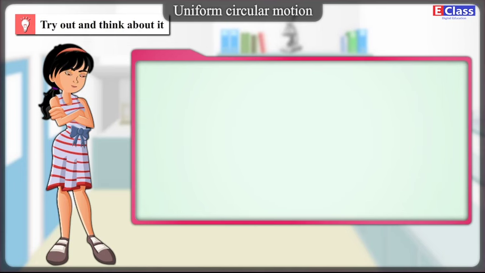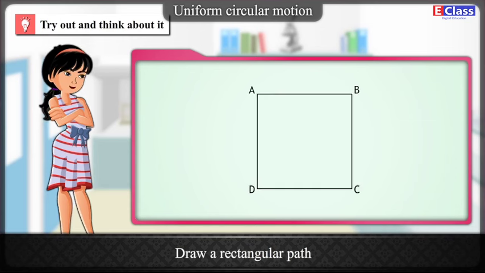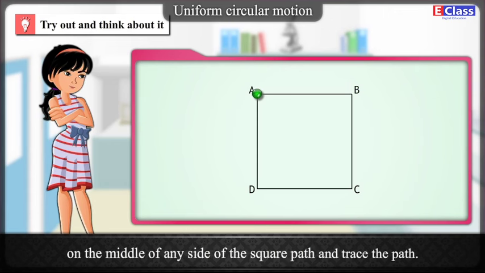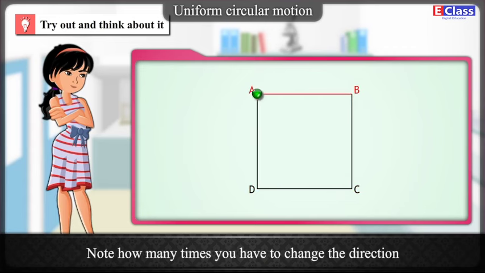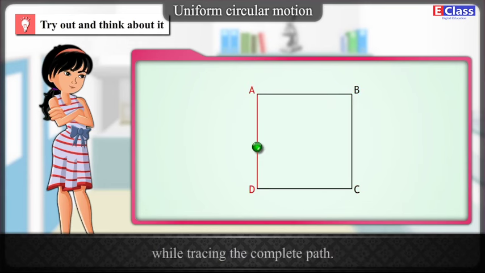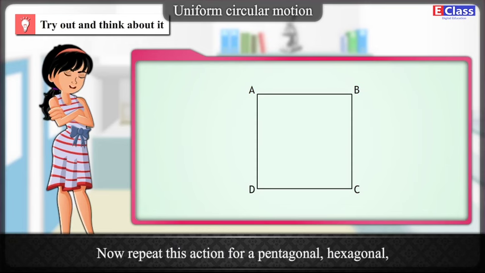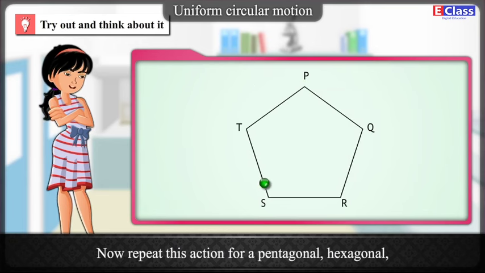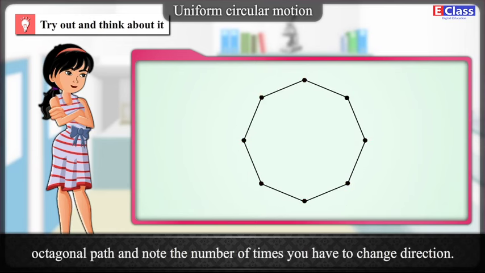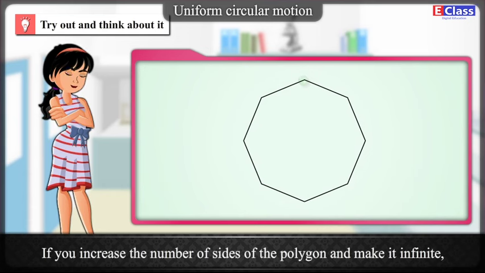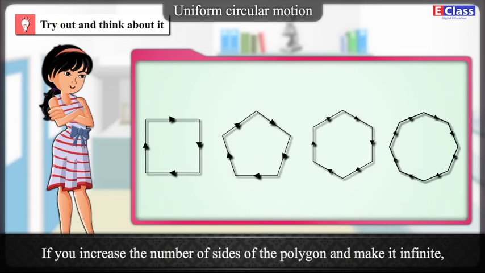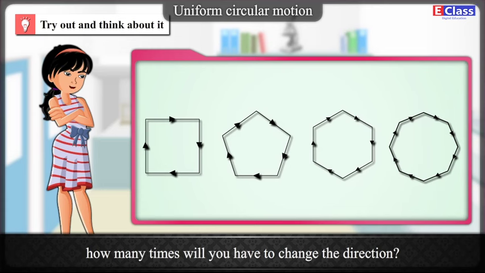Try out and think about it. 1. Draw a rectangular path. 2. Place the tip of your pencil on the middle of any side of the square path and trace the path. 3. Note how many times you have to change the direction while tracing the complete path. 4. Now, repeat this action for a pentagonal, hexagonal, octagonal path and note the number of times you have to change direction. 5. If you increase the number of sides of the polygon and make it infinite, how many times will you have to change the direction?